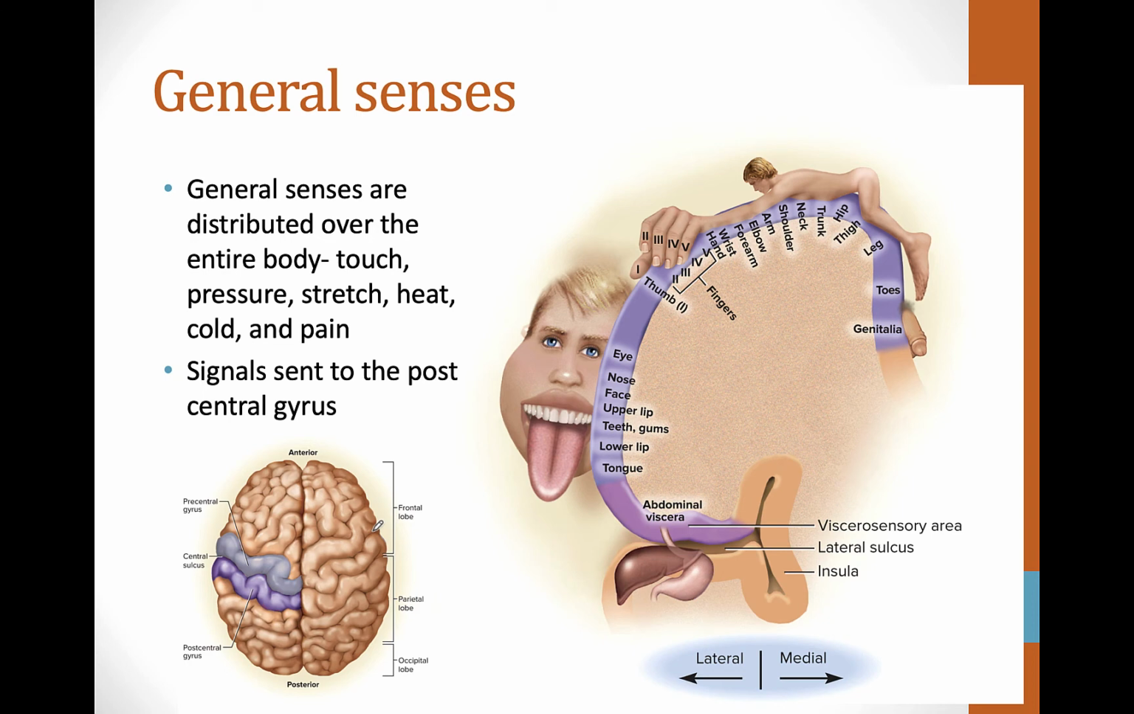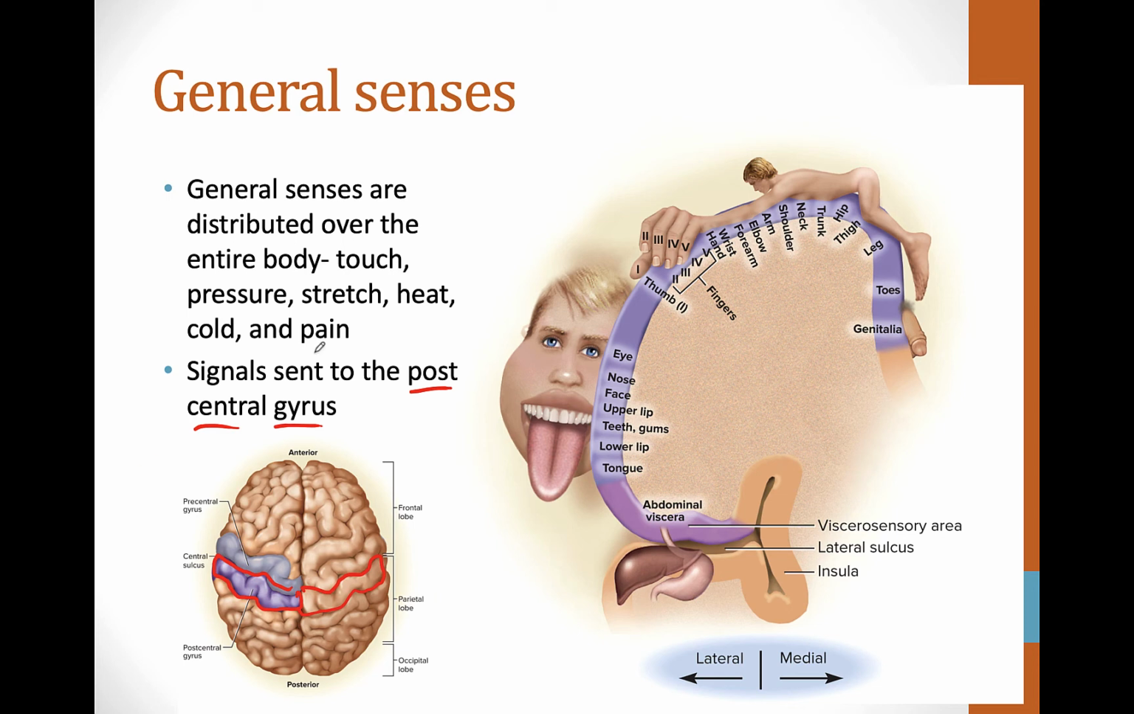Our general senses are the other senses that you feel throughout your body. Things like touch, pressure, heat, when something stretches, cold, and pain. These have relatively simple receptors, and they're spread throughout the entire body. These signals are sent to the postcentral gyrus. That is right here, this dark purple, and again it would be right here on this side, in the parietal lobe.